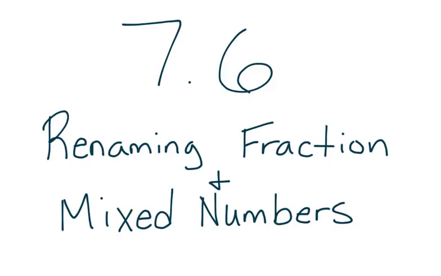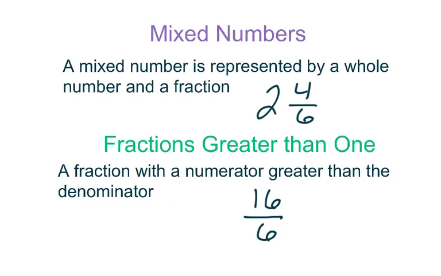Let's go ahead and take a look first at what a mixed number is and then what a fraction greater than 1 is. A mixed number is a number that's represented by a whole number and a fraction. So in this case we have 2 and 4/6, so 2 would be our whole number and 4/6 would be our fraction. And then we have a fraction greater than 1. So a fraction greater than 1 is a fraction with a numerator greater than the denominator.